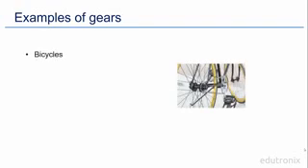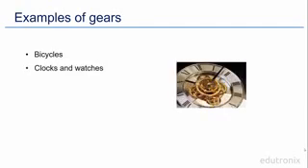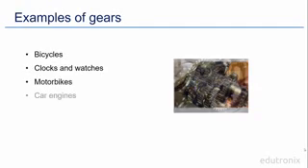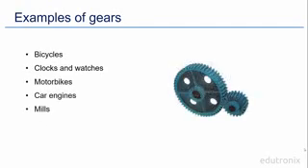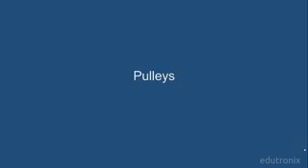Gears are commonly found in bicycle parts to help power the bicycle. They are also commonly found in clocks and watches. These gears keep the hands of the clock moving at all times. You can also find gears in motorbikes, car engines, mills, and many more. We now take a look at pulleys.